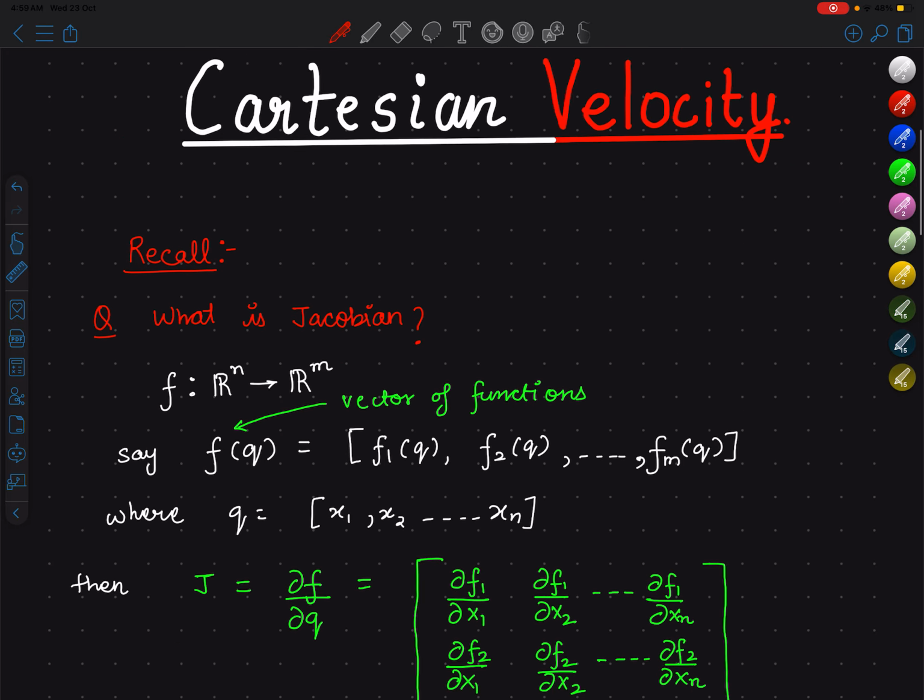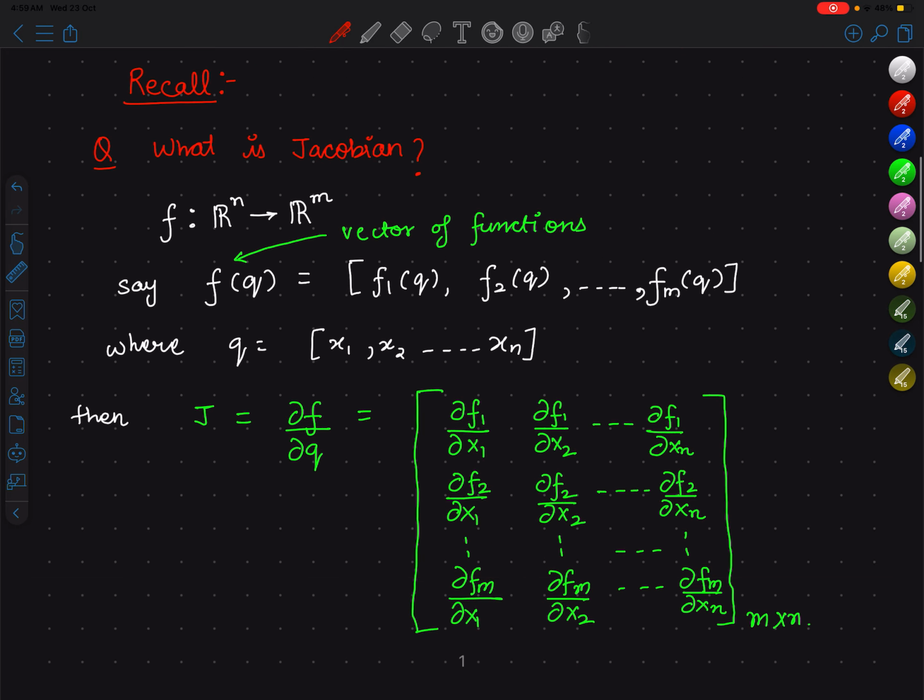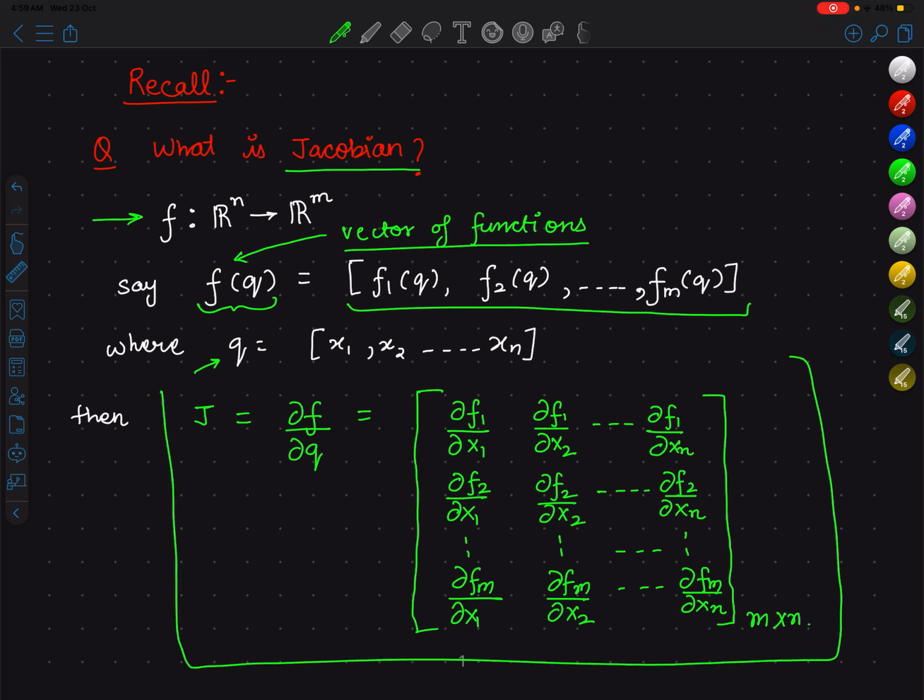So before starting the lecture, let's recall what we studied in our last lecture. We studied what a Jacobian is. Let's say we have a function f from R^n to R^m, basically n inputs and m outputs, and it is a vector of functions, given as f1(q), f2(q), ..., fm(q), where q is a vector of inputs x1, x2 till xn. Then the Jacobian is given as del f by del q, and is given as this matrix.